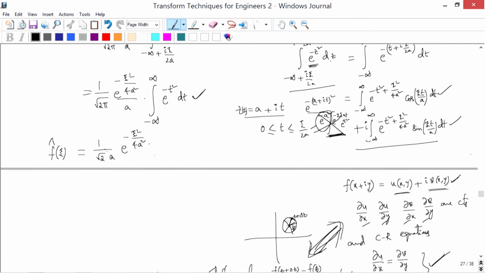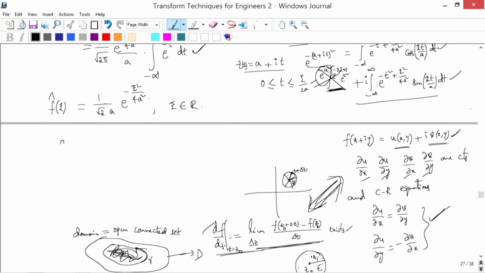Now, xi is the full real line. If I choose a equal to 1 by root 2 in your function, what happens? f of x is e power minus a square x square, with a square equal to 1 by 2. What happens to the Fourier transform is that a is 1 by root 2, and you simply have e power minus xi square by 2. So, you see that both functions are the same. The Fourier transform of this function is itself, as a function of xi.